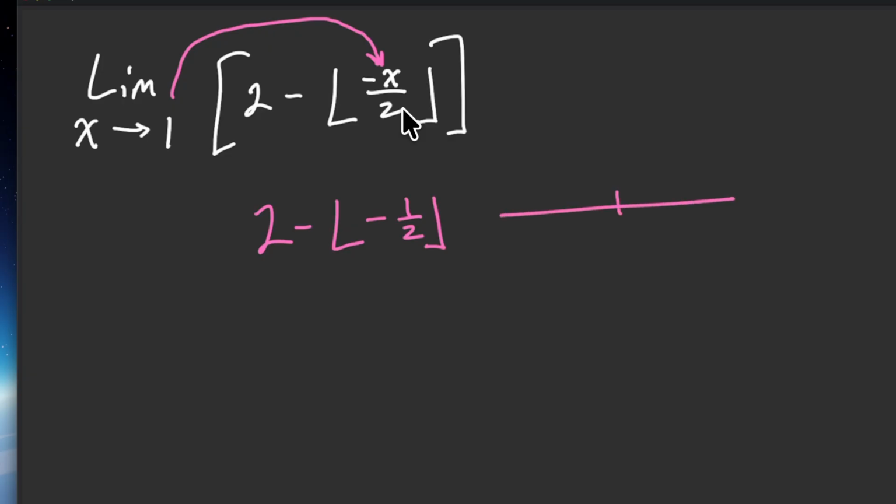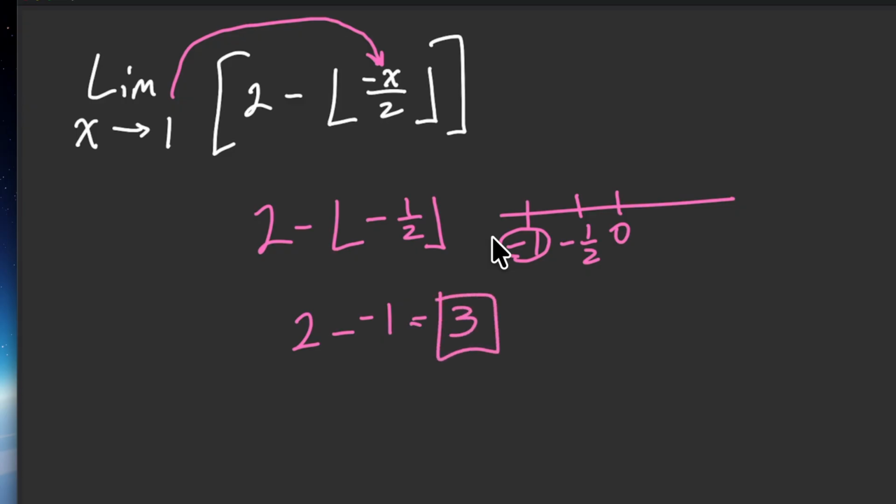So here, if this is -1/2 and here's -1, the floor function of -1/2 is going to revert to -1, and we're going to have 2 minus -1 equals 3. In other words, folks, we do not have to do the two-sided limit.